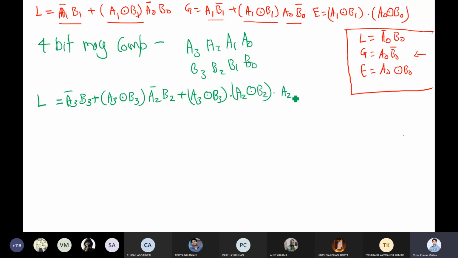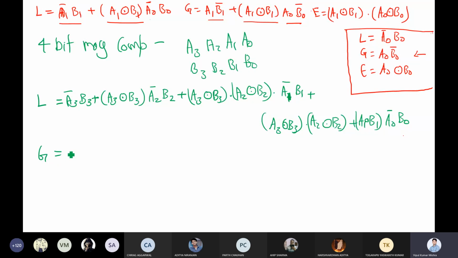A1 bar B1, plus, now for the last term, A3 XNOR B3 dot A2 XNOR B2 dot A1 XNOR B1, then A0 bar B0. This will give you the less than for 4-bit.